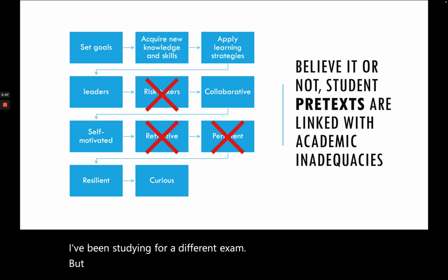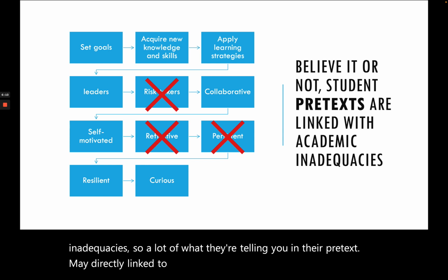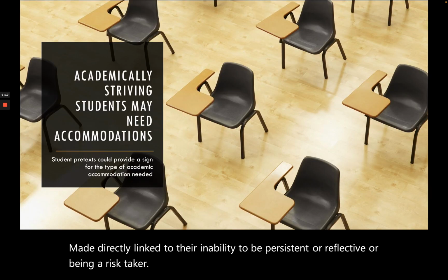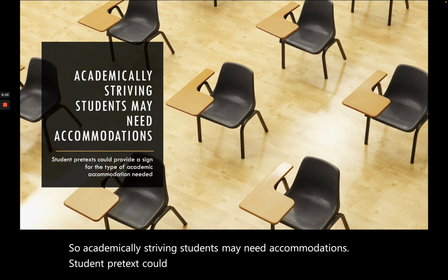Believe it or not, student pretexts are linked with academic inadequacies. So a lot of what they're telling you in their pretexts may directly link to their inability to be persistent or reflective or be a risk taker. So, academically struggling students may need accommodations. Student pretext could provide a sign for the type of academic accommodation needed.